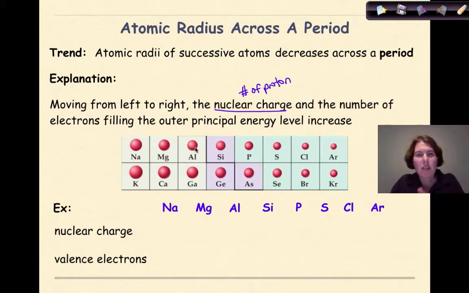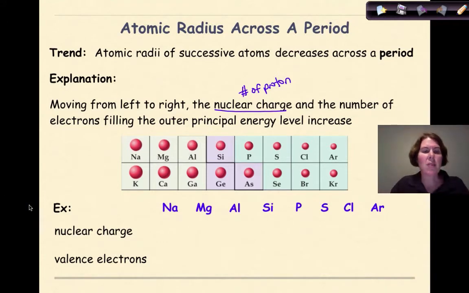As you're going across, the number of protons in these elements is increasing, making the nucleus more positive. At the same time as you're going across, the number of electrons in that outermost shell is also increasing, making the outermost shell more negative. If you have a nucleus that's becoming more positive and an outermost shell that's becoming more negative, they're going to attract to each other. And as they attract, the atomic radius is going to get smaller.